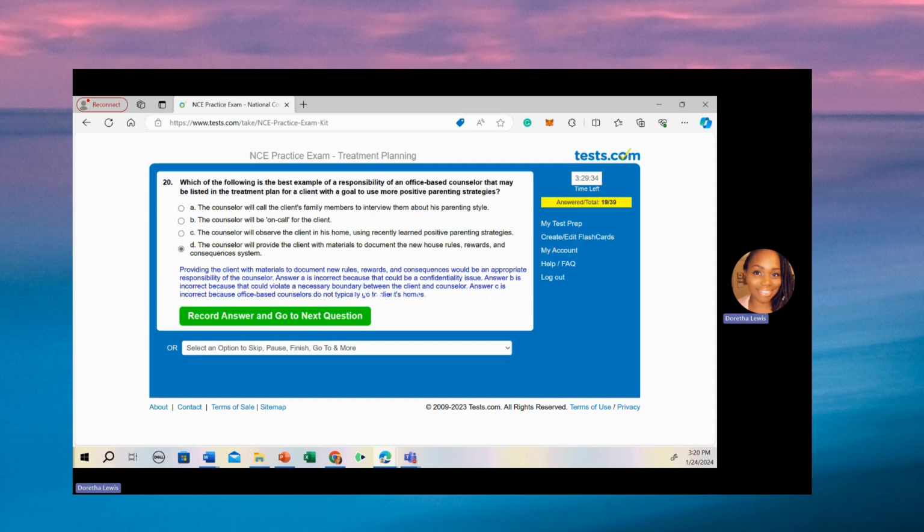Providing the client with materials to document new rules, rewards, and consequences will be an appropriate responsibility of the counselor. Answer A is incorrect because that could be a confidentiality issue. Answer B is incorrect because that could violate a necessary boundary between the client and the counselor. Answer C is incorrect because office-based counselors do not typically go to clients' homes.